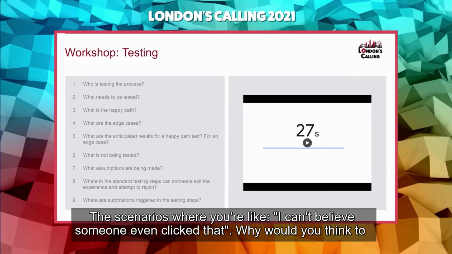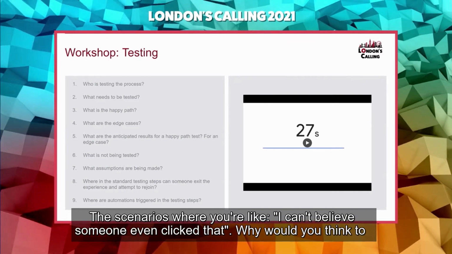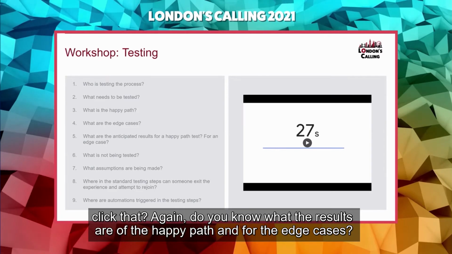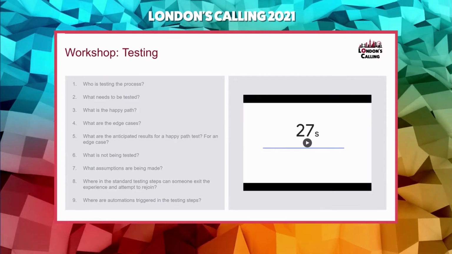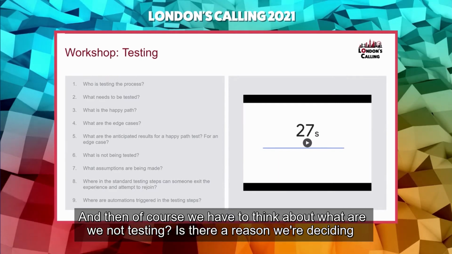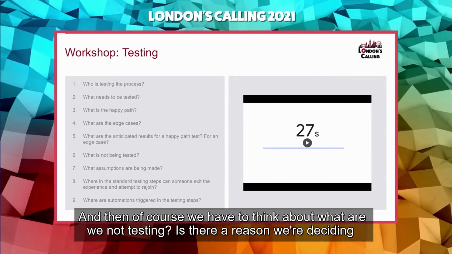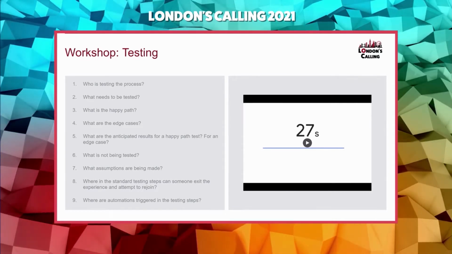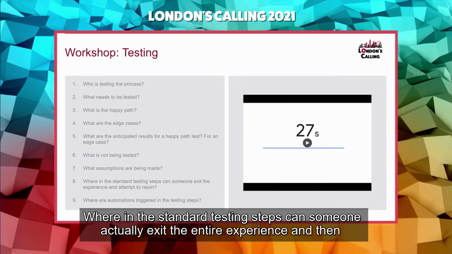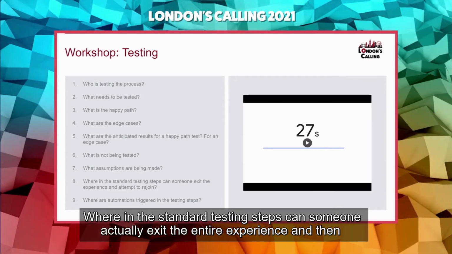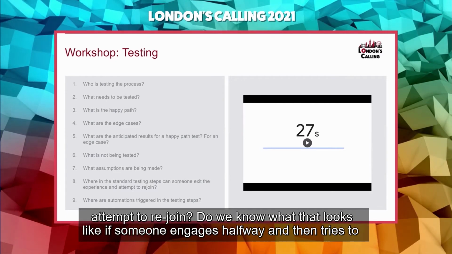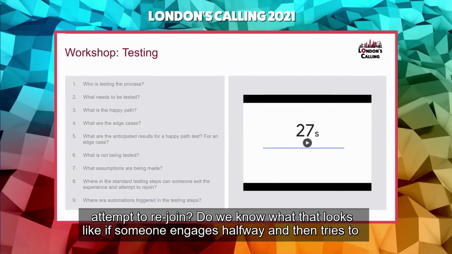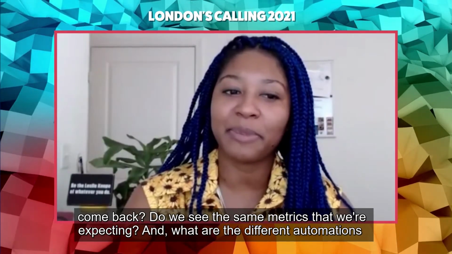The scenarios where you're like, I can't believe someone even clicked that. Why would you think to click that? Again, do you know what the results are of the happy path and for the edge cases? And then, of course, we have to think about, what are we not testing? Is there a reason we're deciding not to test that? What assumptions are we making as we go through and test? Where in the standard testing steps can someone actually exit the entire experience and then attempt to rejoin? Do we know what that looks like if someone engages halfway and then tries to come back? Do we see the same metrics that we're expecting?